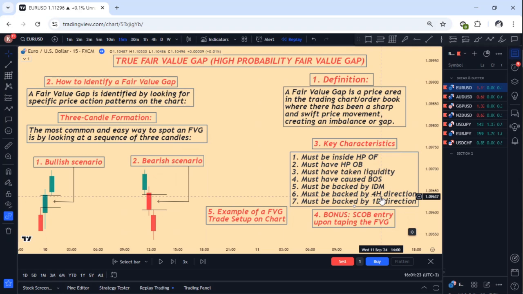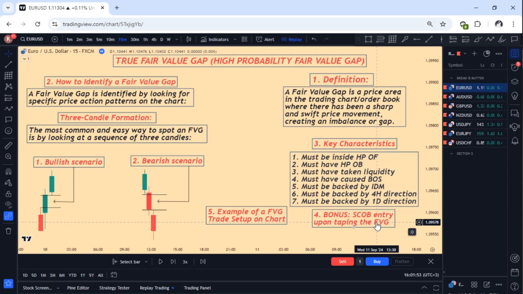Then immediately the price taps on the fair value gap, we go to a lower time frame, let's say from 15 minutes we go to 5 minutes. If you are dealing with 15 minutes, you can look for another change of character in 1 minute, or 3 minutes. But most preferably, if you're identifying these fair value gaps in 15 minutes, you use 5 minutes and find a single candle order block entry upon tapping.